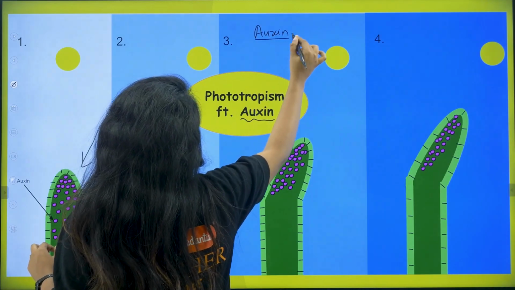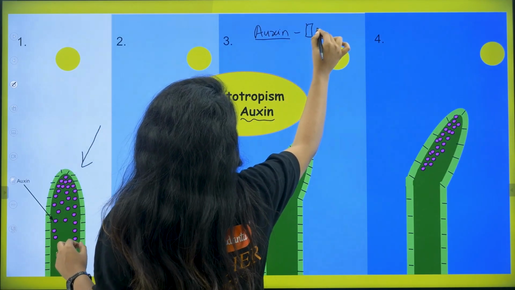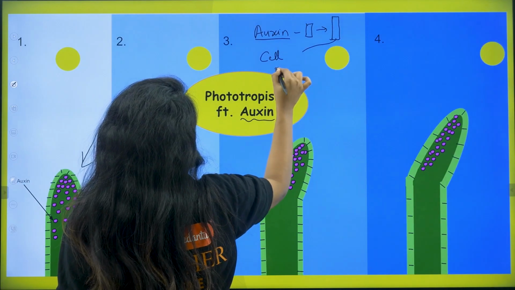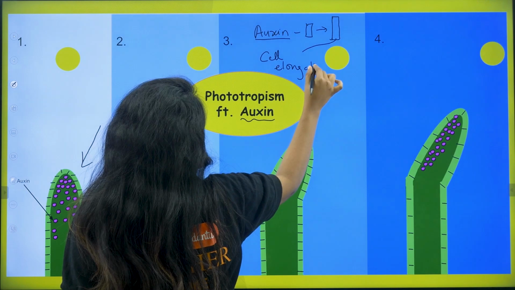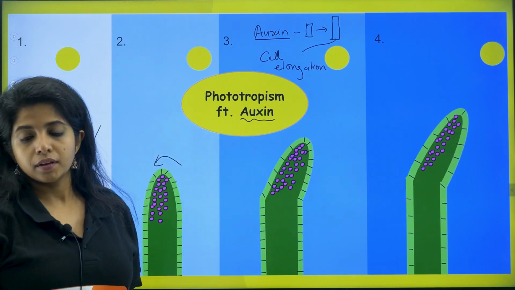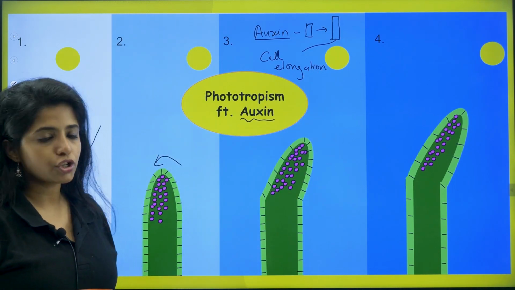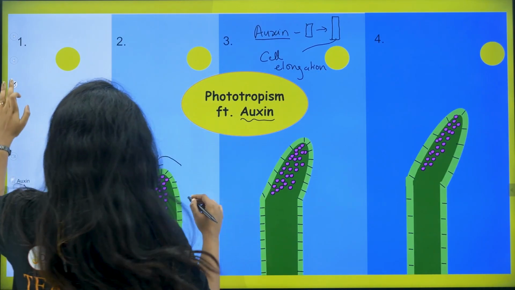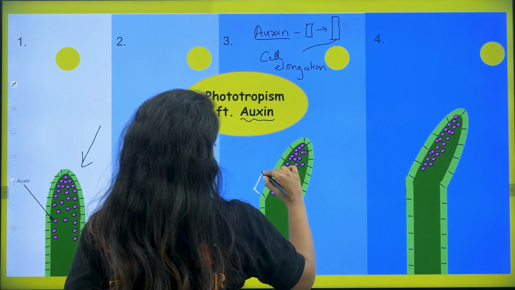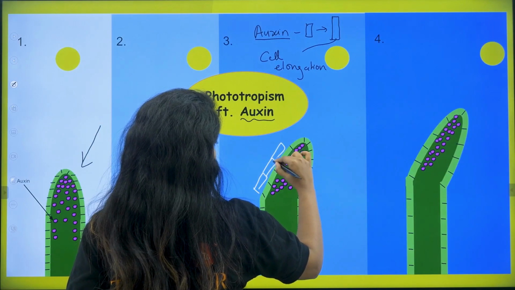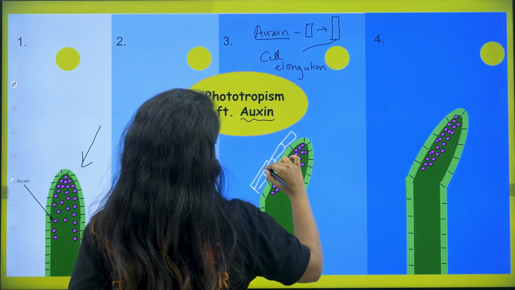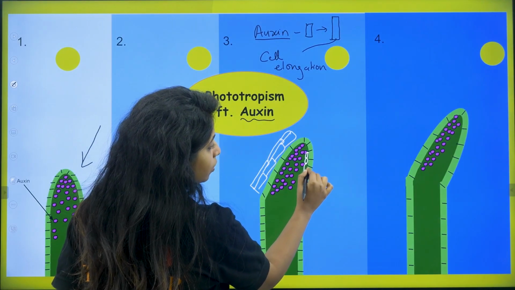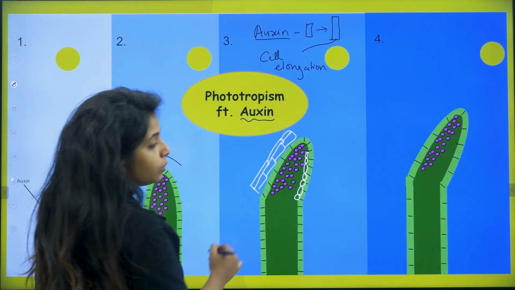Auxin has a very important role, and that is to, for example, this is the cell. It will now do something that is known as cell elongation. So over here, the auxin which came over here, what are they going to do? They are going to elongate the cell. So your cells would be longer here. Whereas when the auxin is less, the cells will be of normal size.